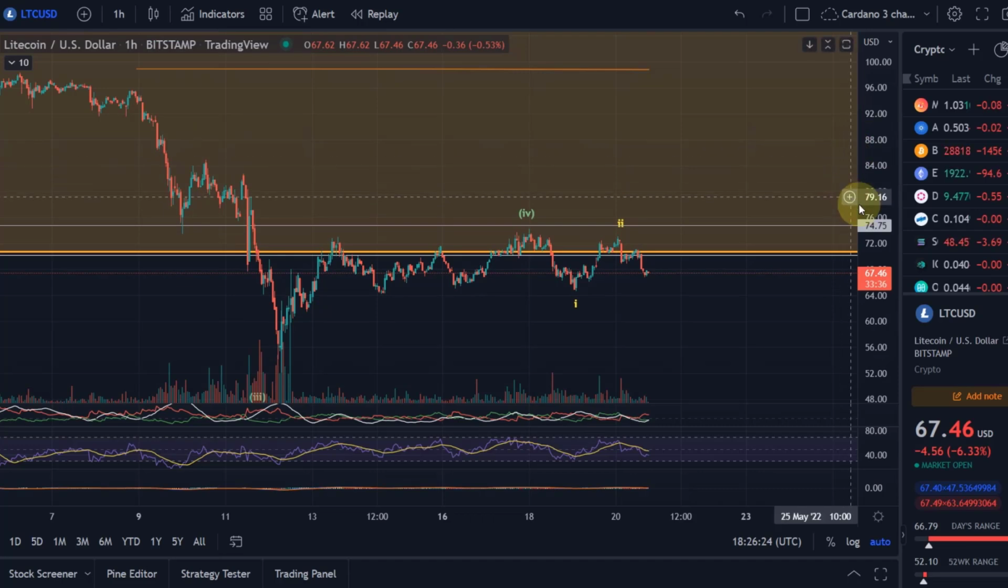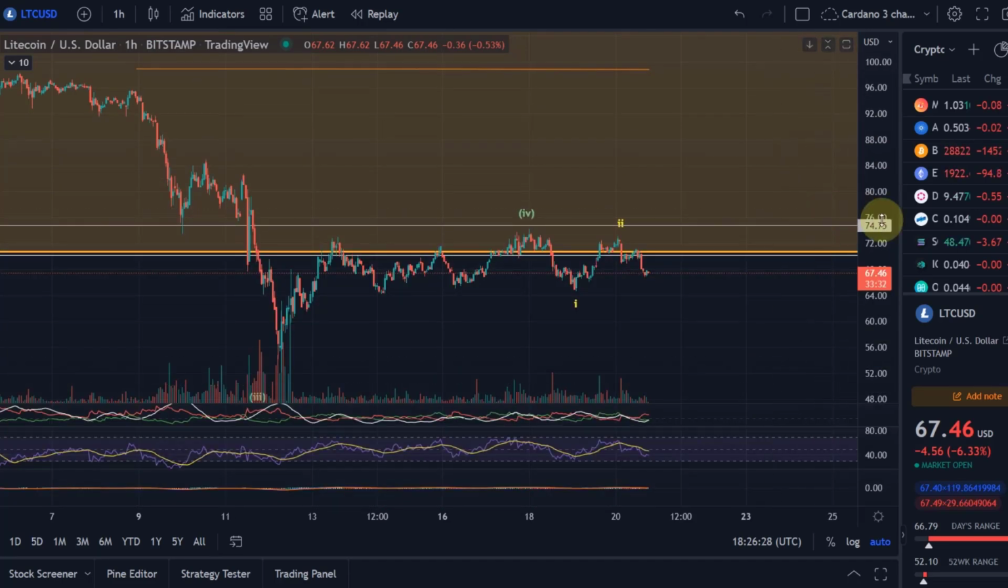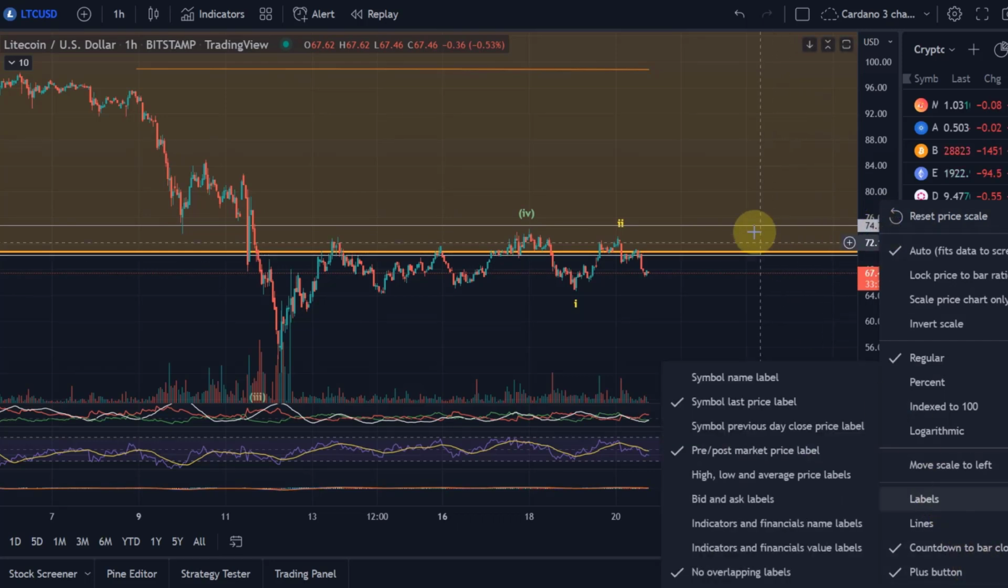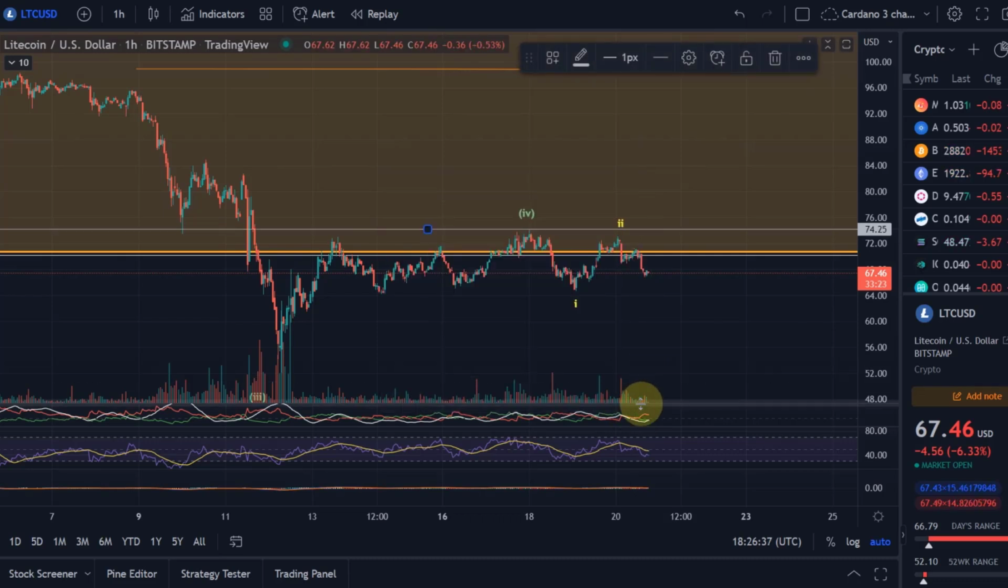So let me just change that. No, didn't want to do that. Go back. And there you can also see the invalidation point of that wave 2.